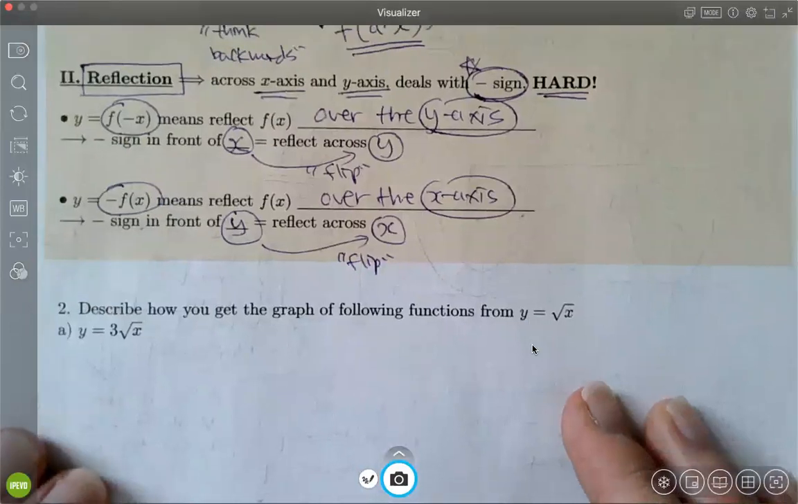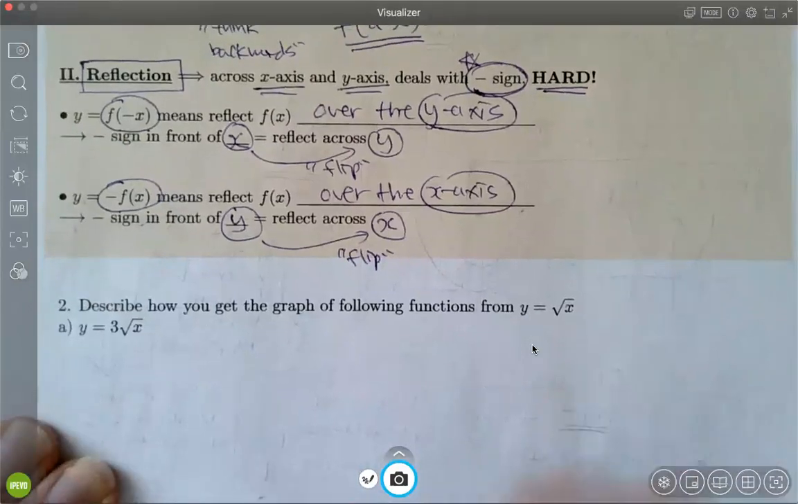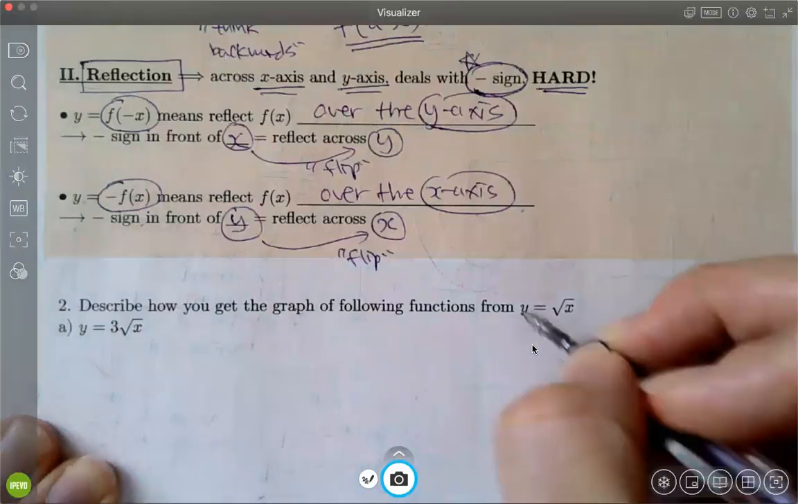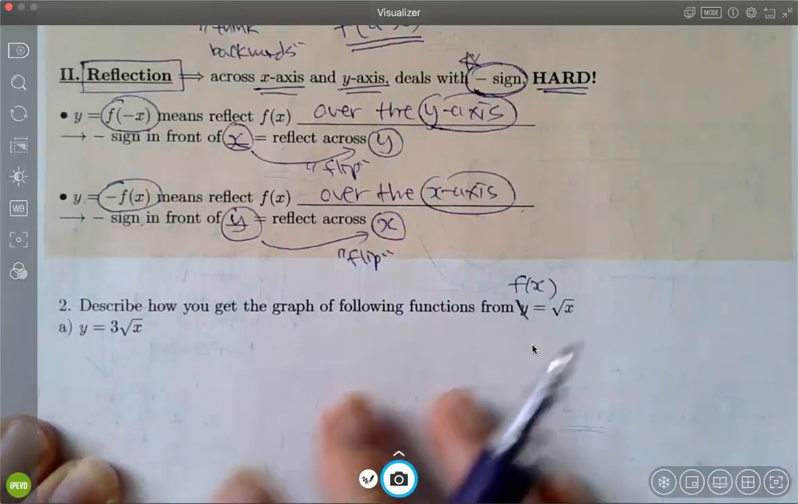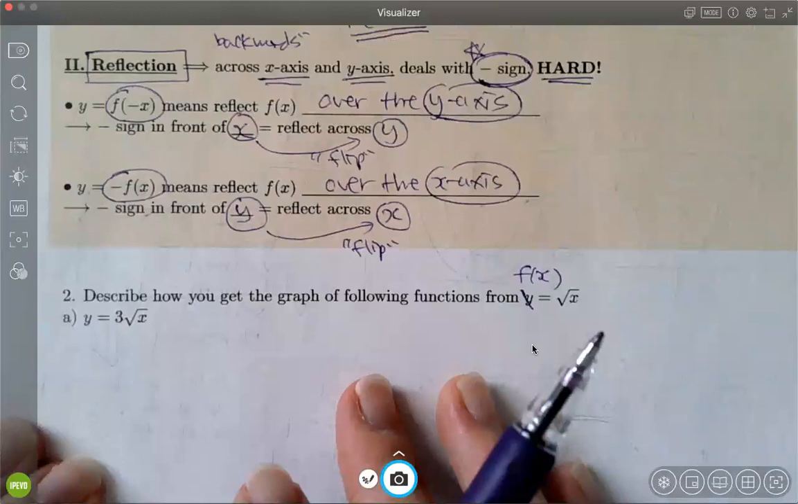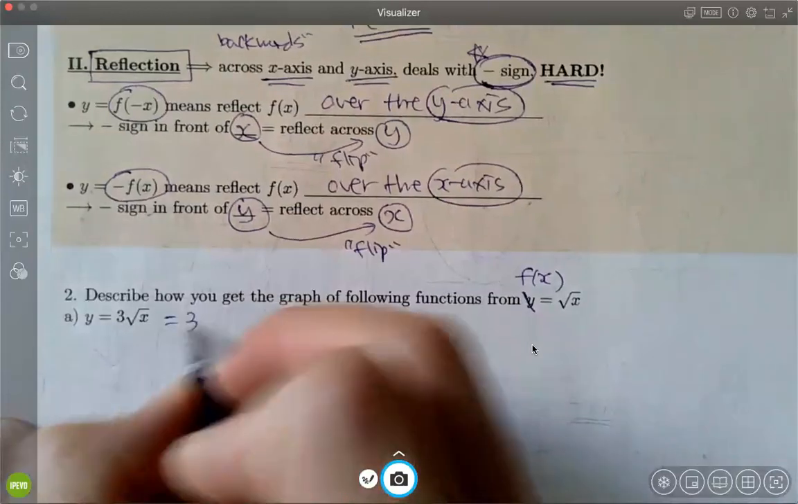Okay, so it's the exact same problem as before, but the parent function has been changed into square root of x. Okay, so part A, we have 3 times square root of x. So what is this? 3 times f of x, right?